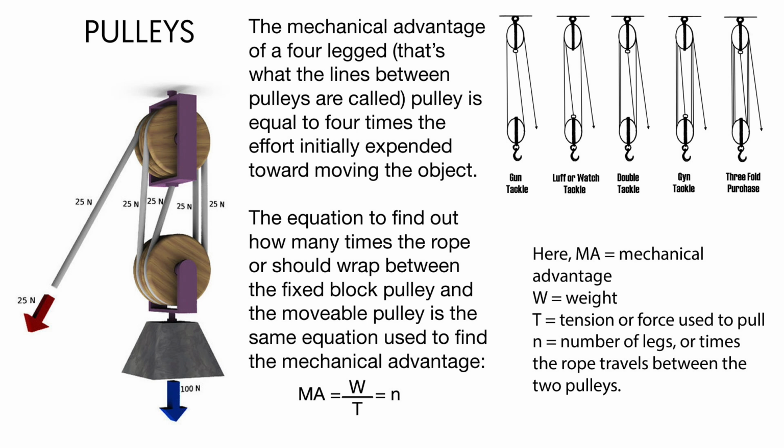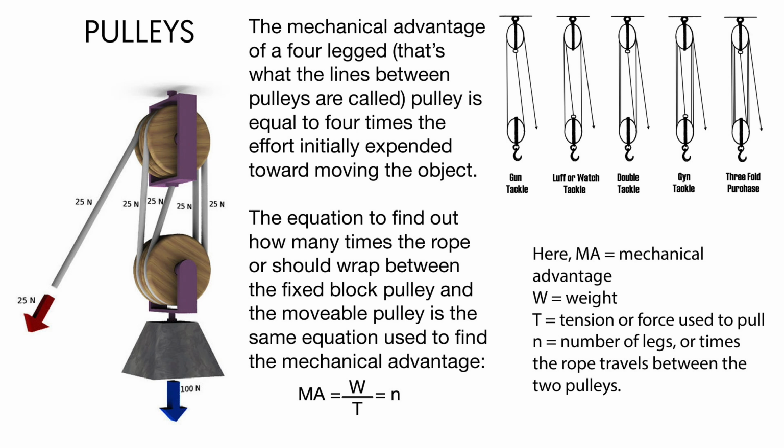Here, MA equals mechanical advantage, W equals weight, T is equal to tension or the force used to pull, and N equals the number of legs, or times the rope travels between the two pulleys.